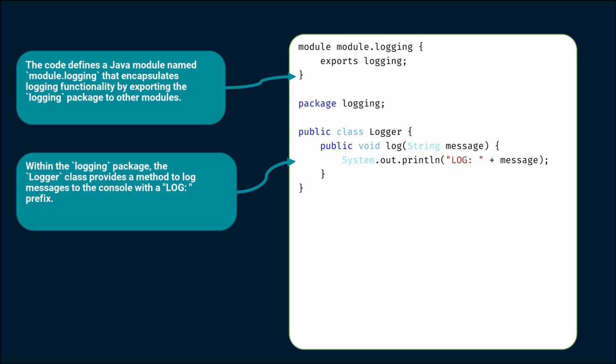This export statement is crucial as it allows other modules to access the functionalities provided by our logging package while keeping the internal logic encapsulated and hidden. Next, we move to the implementation of our logger class within the logging package. Here, we create a public class called Logger, which contains a method named log. This method takes a string message as a parameter and prints it to the console prefixed with "log". This design adheres to the single responsibility principle by focusing solely on logging functionality, thereby simplifying maintenance and future enhancements.